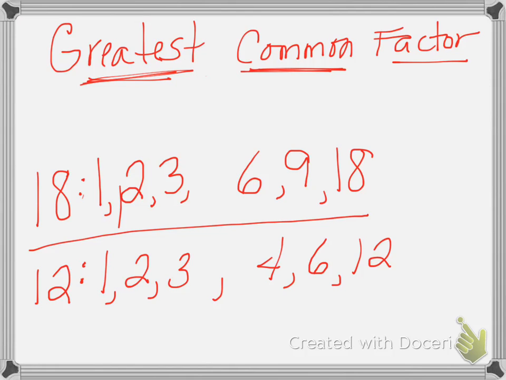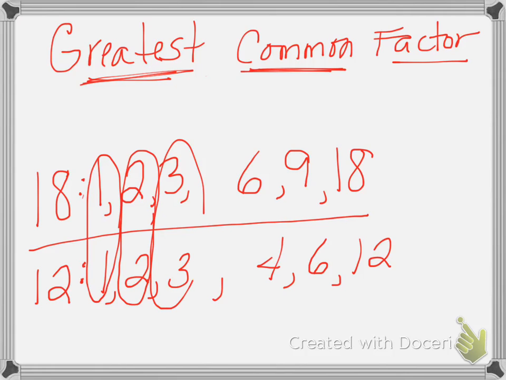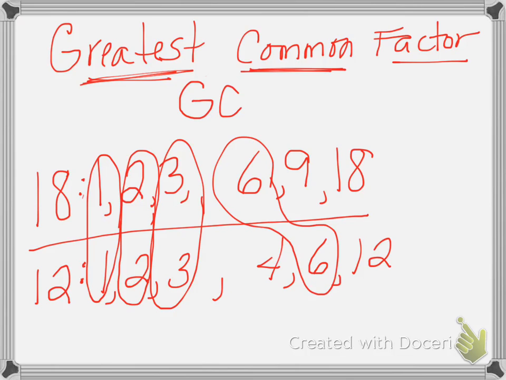So they both have 1s, they both have 2s, both have 3s, both have 6s. My greatest common factor, the biggest factor that they have in common, is 6. So I would say that the greatest common factor of 18 and 12 is 6. Sometimes they use this abbreviation, greatest common factor equals 6. So that's how you do the greatest common factor.